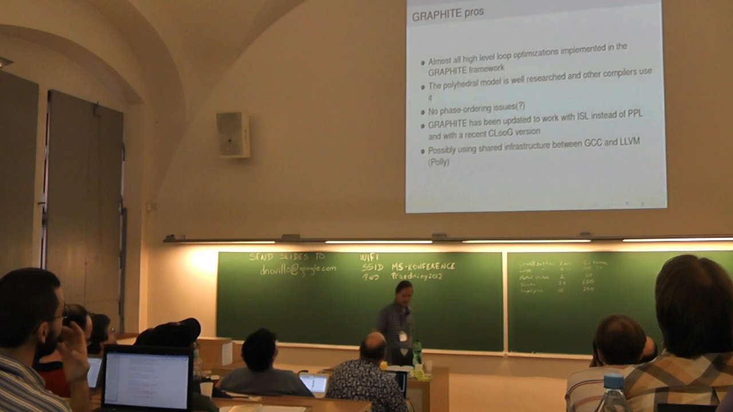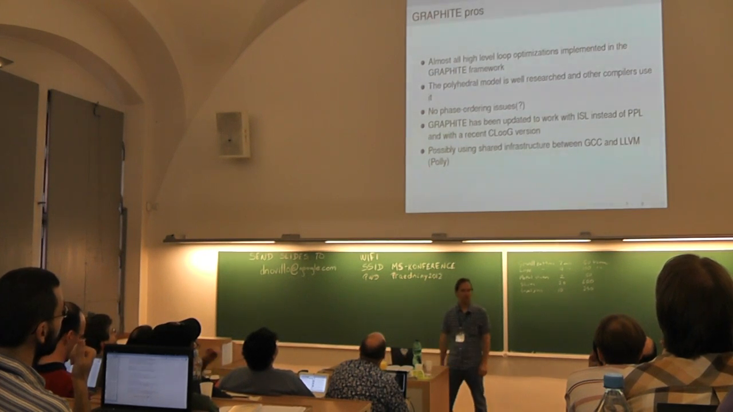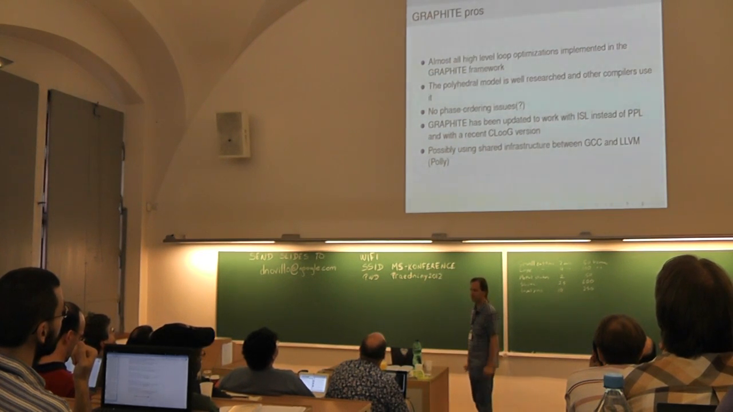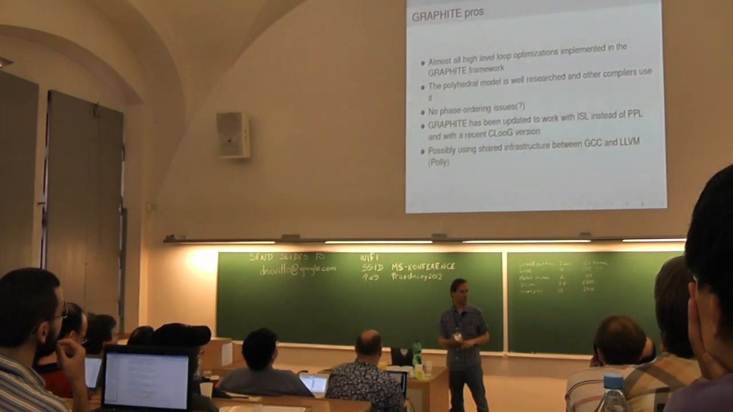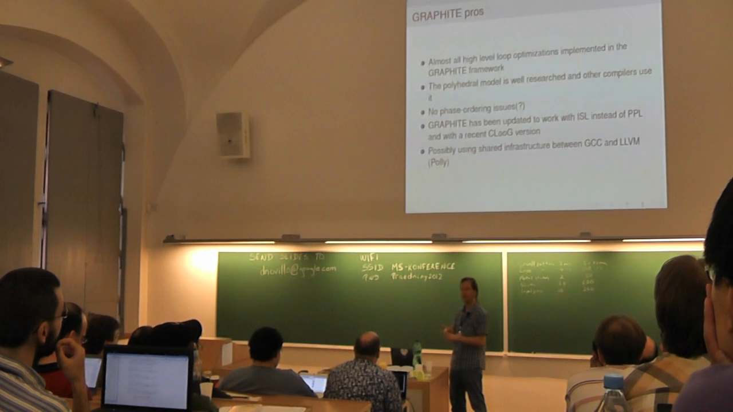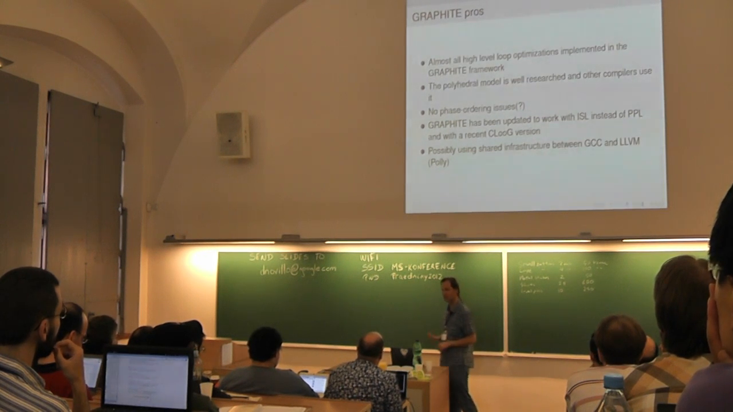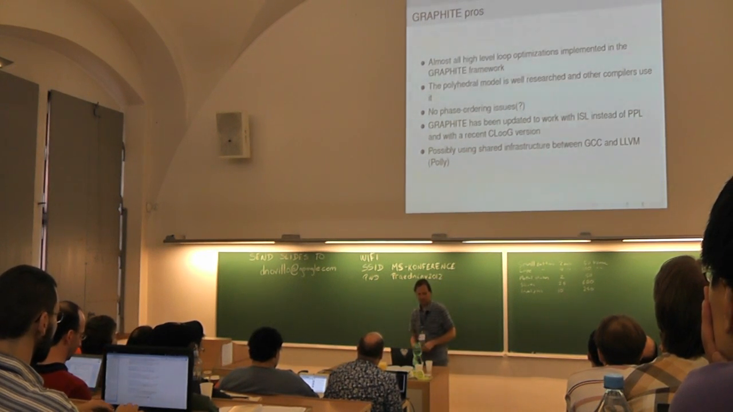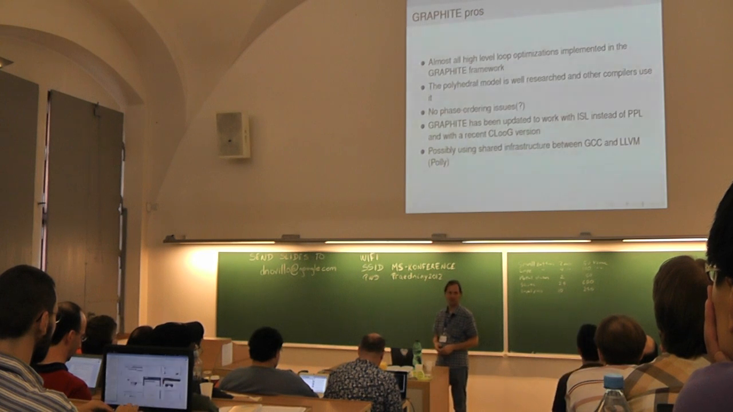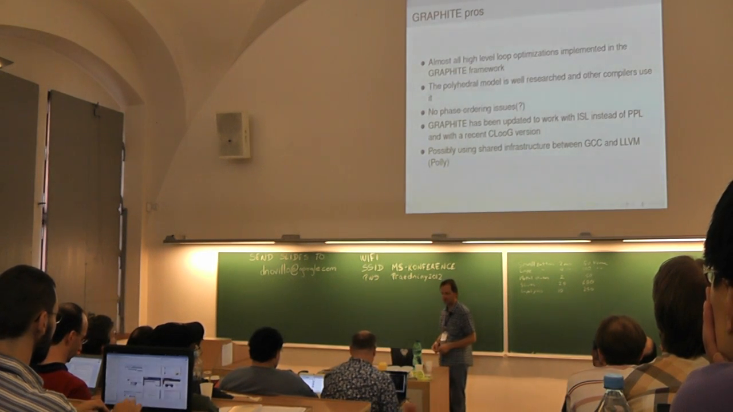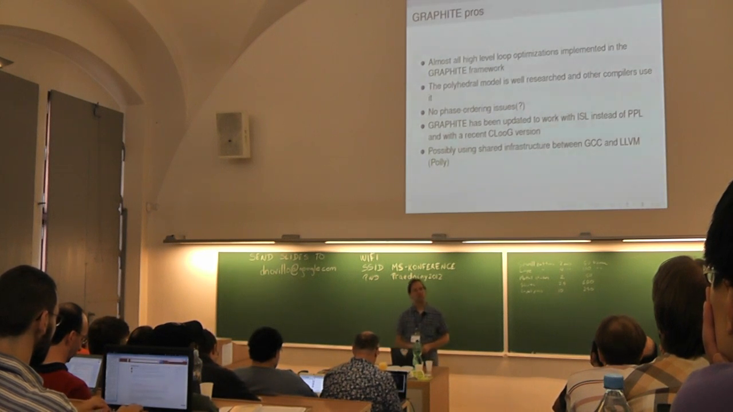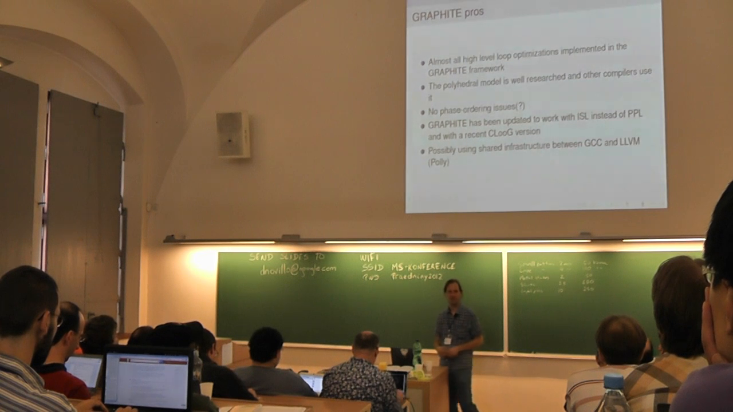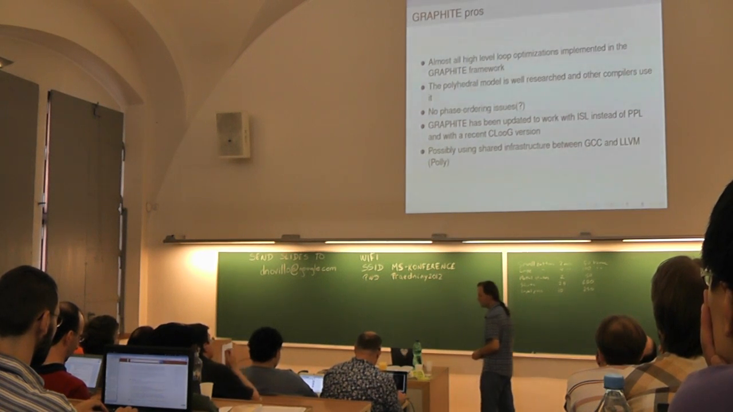So almost all our high-level optimizers are today implemented in a Graphite framework, like the interchange and blocking. I think that was it already, interchange and blocking. And some support for parallelization is also Graphite. So, well, that's sort of some positive remark on Graphite. What we have is already Graphite.